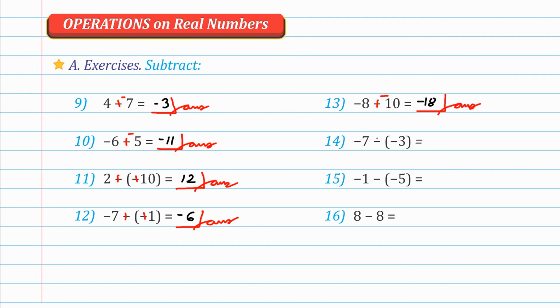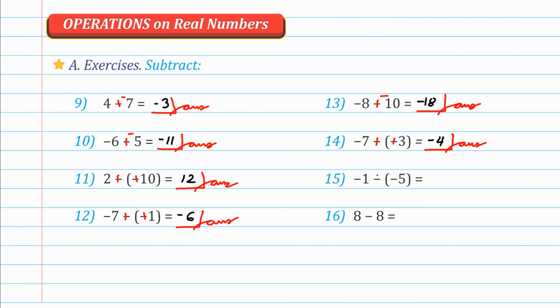Next, minus becomes plus. Negative opposite is positive. So it's just like adding negative 7 and 3. They have different signs. Therefore, we subtract their absolute values. 7 minus 3 is 4. The bigger sign is negative. Therefore, negative wins. The answer is negative 4.